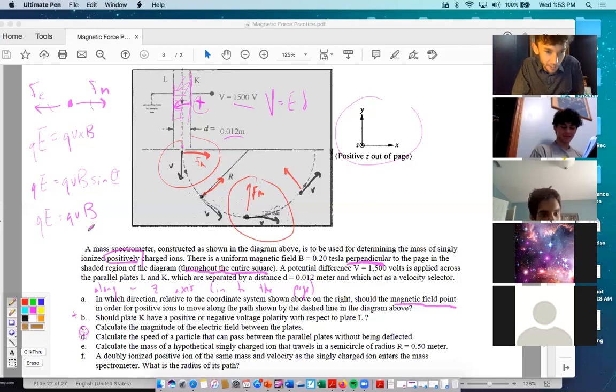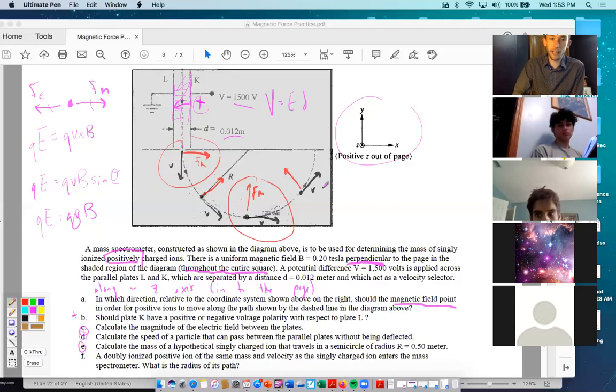So then we could calculate the speed of the particle for which that will be true. Okay. Part E, where am I going to get mass from? MV squared over R. Yeah, so that's the circular motion thing again.